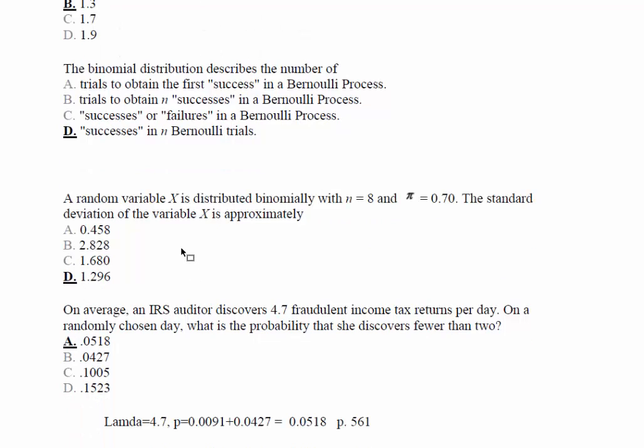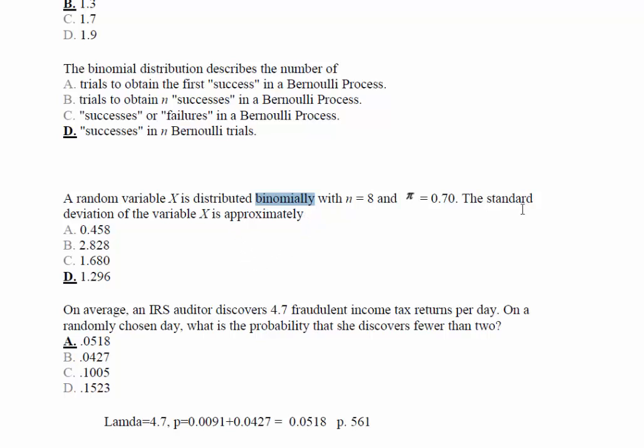Next one. A random variable X is distributed binomially, with n of 8 and pi, the proportion, of 0.7. The standard deviation of the variable is approximately what? Now, what's the definition of this? What's the equation to use for that?